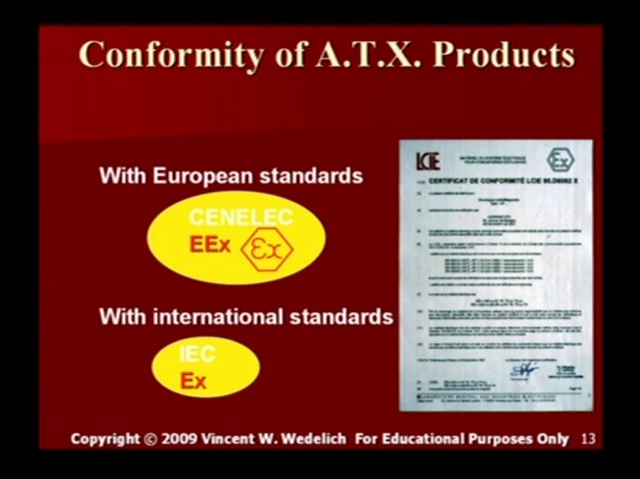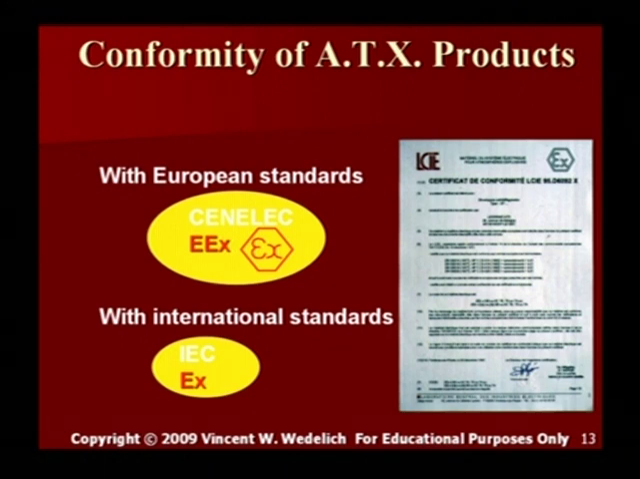Conformity of ATEX products. ATEX is a company that is owned by EGS Group. With European standards, the CENELEC, EEx, so you have the two capital E's and the small x. With international standards such as IEC, you have the Ex, the one E and then the x. So if the equipment is being installed in a CENELEC member or European state, then you must have the EEx on the equipment itself. And you have to search for all these certificate of conformity documents.